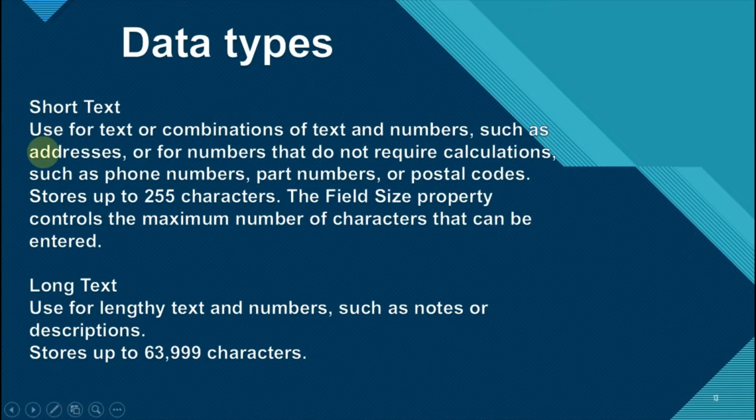Like, for example, the first one is short text. Short text means a combination of text or numbers. For example, when we are declaring a student name, for that we require a data type of short text, and its maximum length is 255 characters. Now suppose you want to store more than this size, then you can go for long text, which allows you to enter up to 63,000 characters.